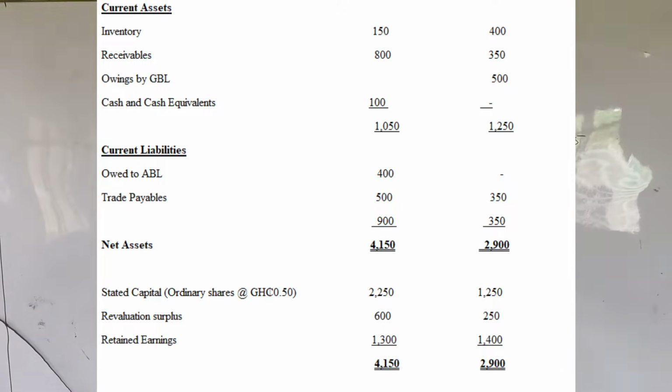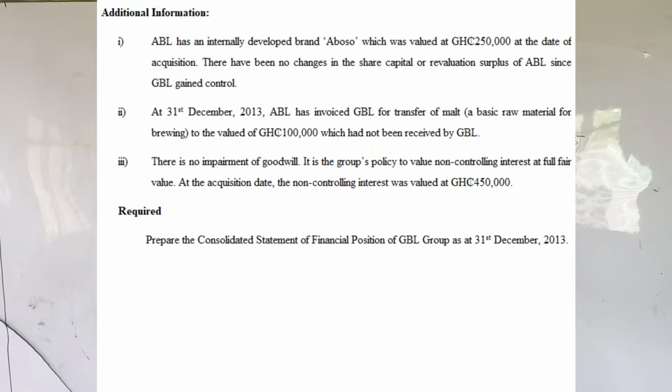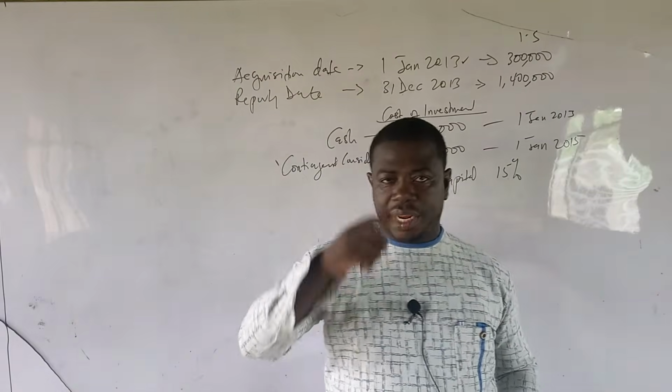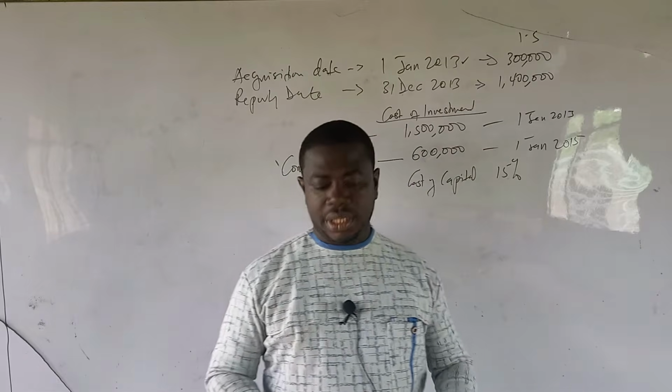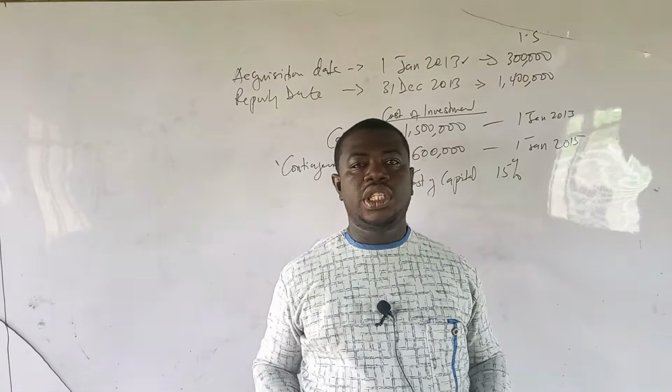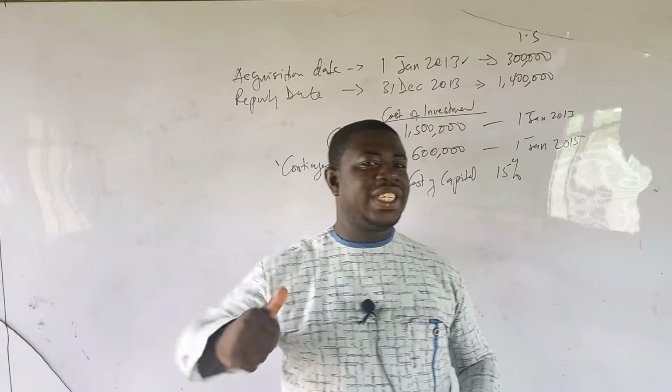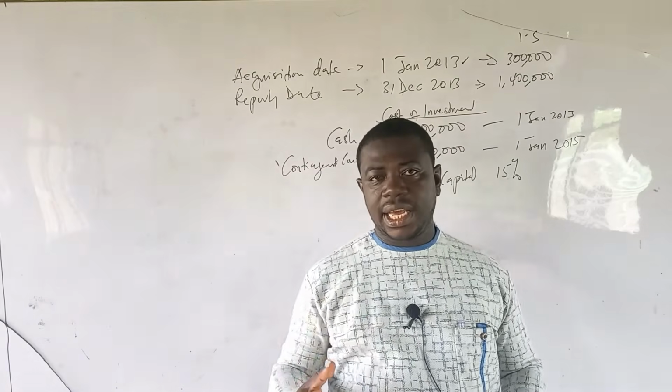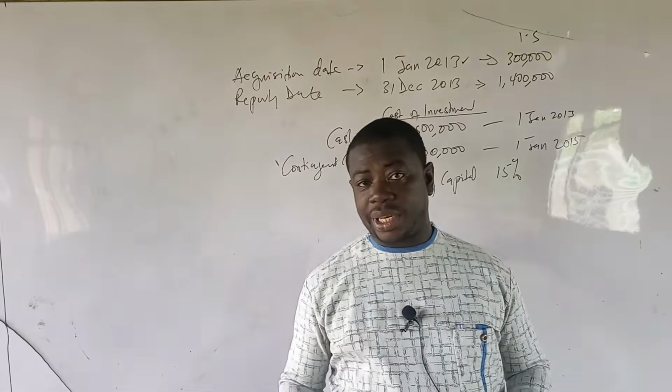We also have the revaluation surplus for both, and then retained earnings. Now let's quickly look at the additional information, and then we'll be good to solve the question. Additional information. ABL has an internally developed brand, Aboso, which was valued at 250,000 Ghana cedis at the date of acquisition. Now, this internally generated brand was not in the financial statement, but we were told it was there on the date of acquisition, and it is still there because we are told it has, not it had. The tense of the sentence makes us understand that the internally generated brand is still there.